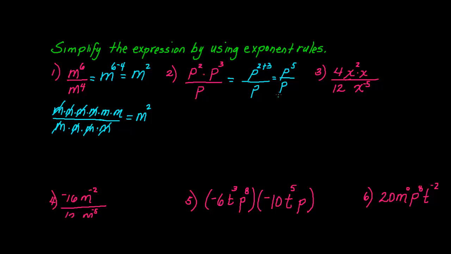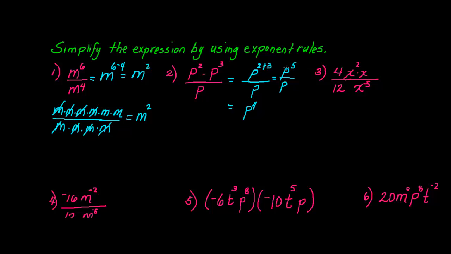Now I'm not done though, because now I have a quotient of powers. Now we're dividing and I have the same base. The rule says keep the base, so I'm going to keep it, and subtract the exponents. So 5 minus 1. There's no exponent written here, but remember there's an invisible 1 there, and we use it when we need it, and we need it right now. So 5 minus 1 is 4, so this equals p to the 4th power.